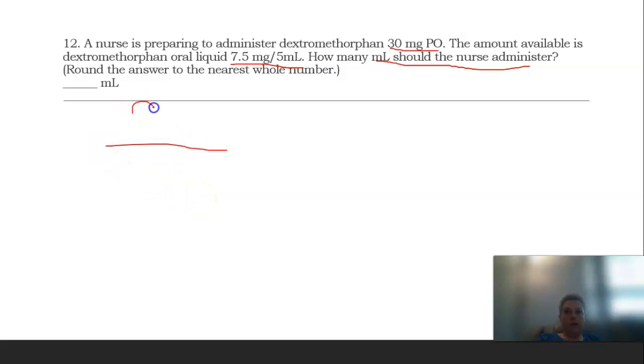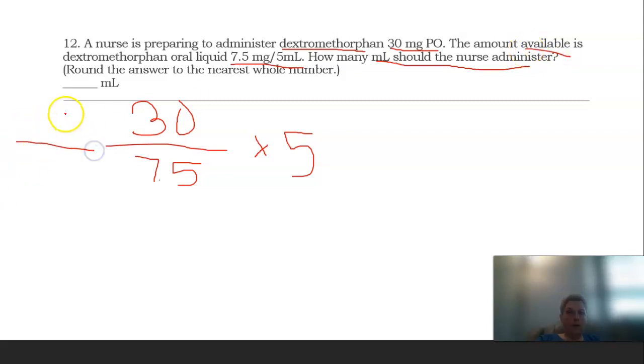So again, desired. What is this? A cough syrup to keep people from staying up all night, coughing and coughing when they have a cold. Desired over have times my quantity. That's all I'm using here. Couldn't be simpler.